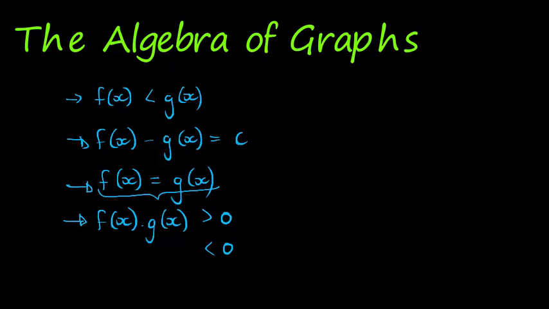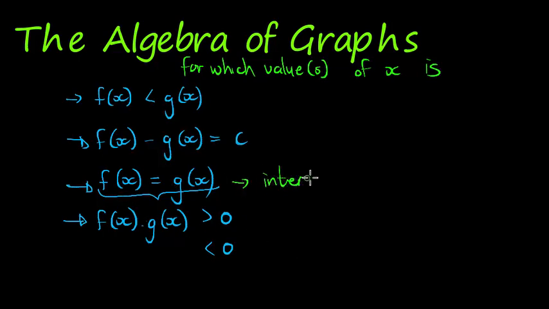No, on a graph, these aren't two graphs, so they're asking you, for which value or values of x is f of x equal to g of x. It's an intersection. This means they are intersecting. It's the points where they intersect.